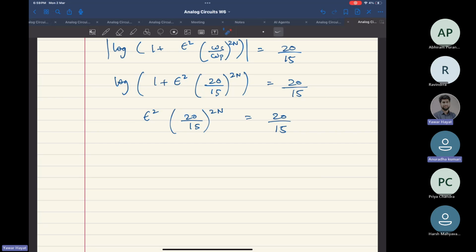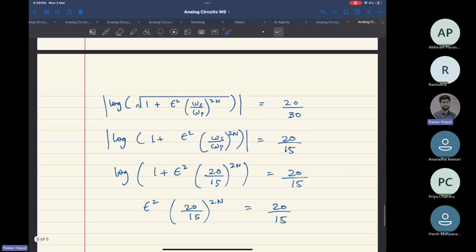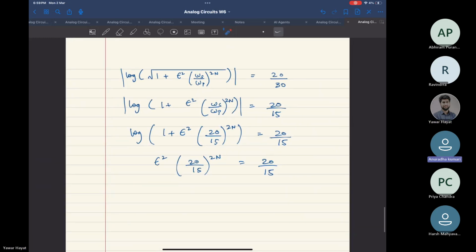Sir, the minus 1 will go here, no? Where would the minus go? 20 by 15 minus 1, 1 plus epsilon square, log base 10. Okay, but how would minus come into the picture? I didn't understand what you are trying to say. 1 plus epsilon square, sir, 1 plus epsilon square, 20 upon 15 to the power 2n. Correct. So where did the 1 go from here, sir?